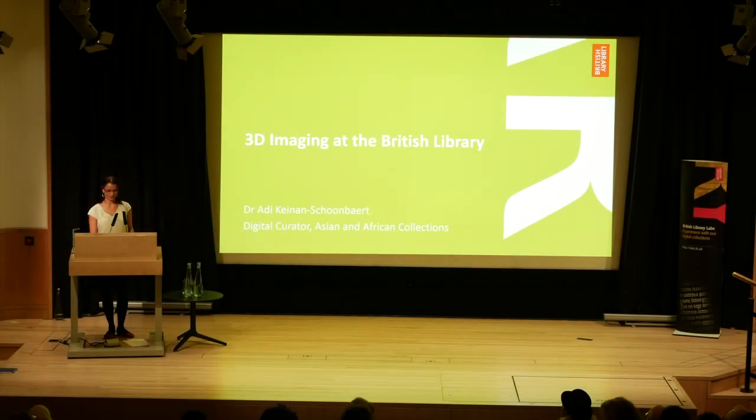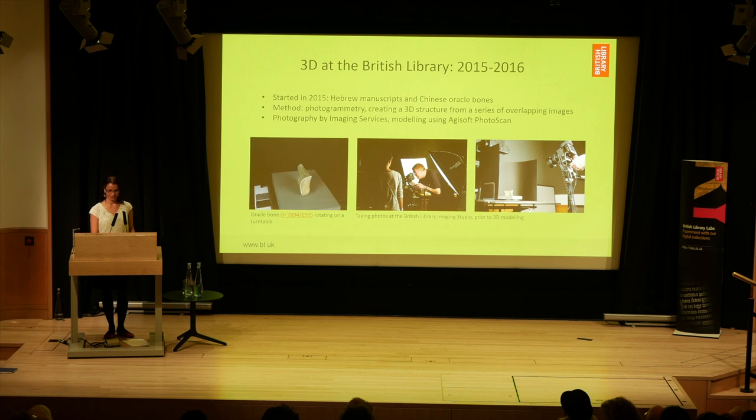So I'm going to be talking about 3D imaging here at the British Library. We started exploring 3D here at the British Library in 2015 with two distinct collections, Hebrew manuscripts and Chinese oracle bones. The method we use is photogrammetry, as Donald mentioned, which is the creation of a 3D structure from a series of overlapping two-dimensional images.